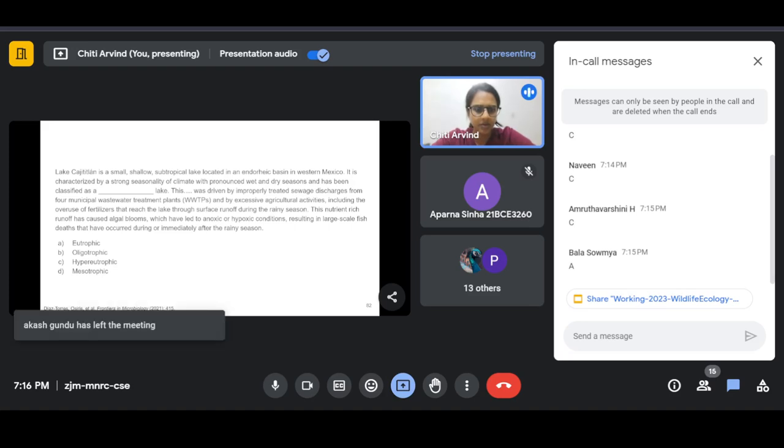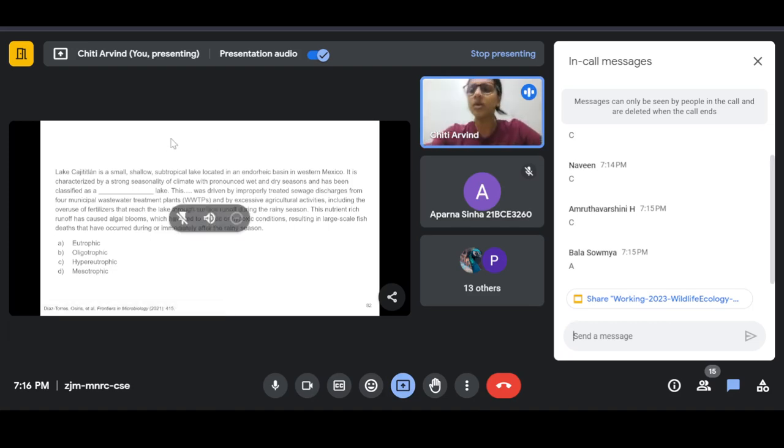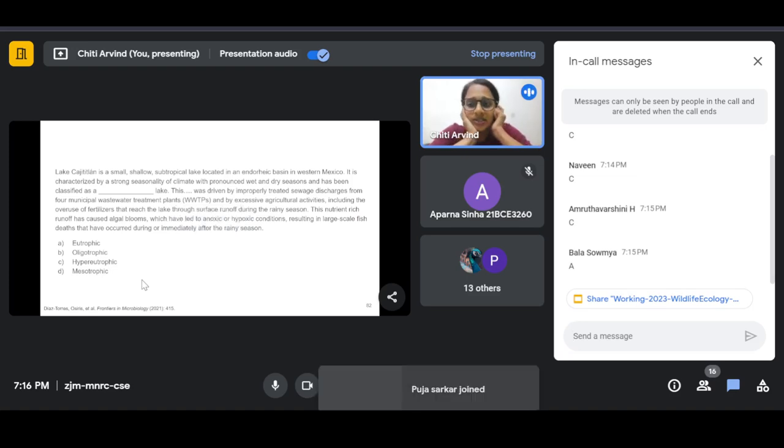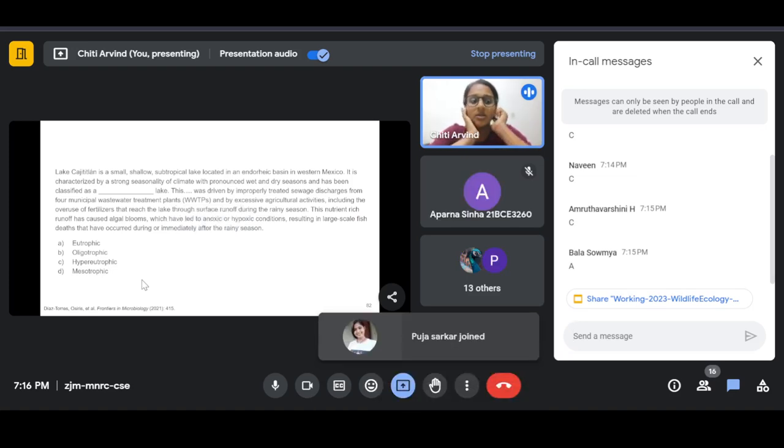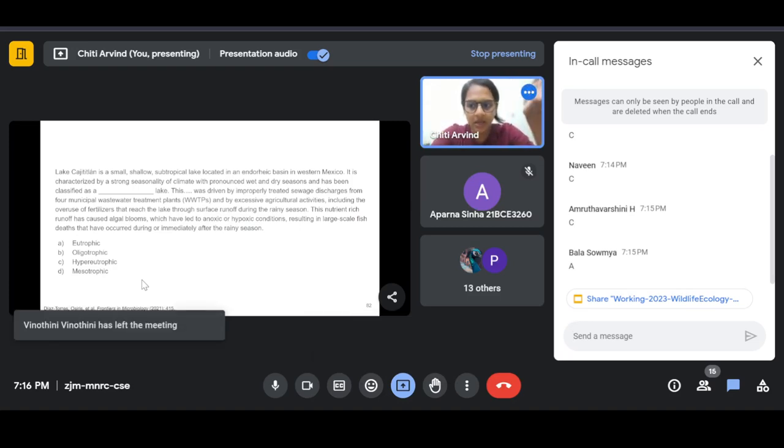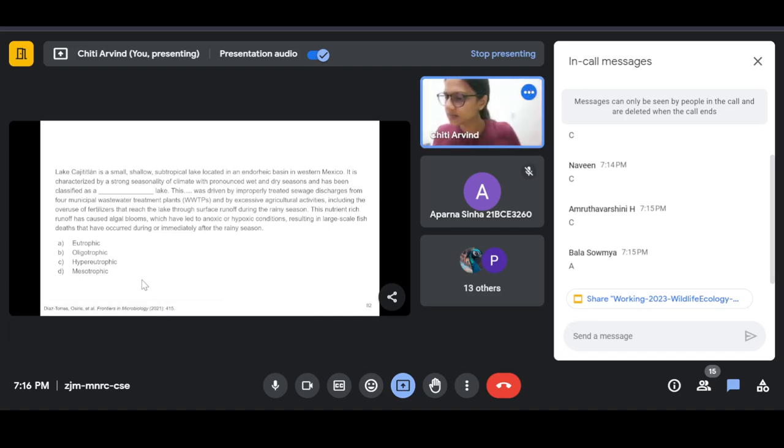Yeah, okay, so a lot of people have said C, and Samya says A. Okay. So the correct answer is actually C out here, but can you tell me what is the difference between a eutrophic lake and a hypereutrophic lake? Any ideas?